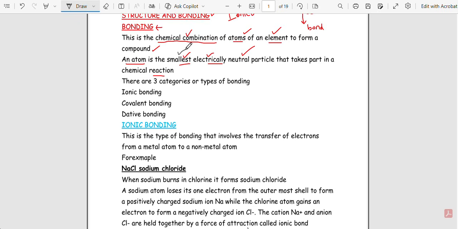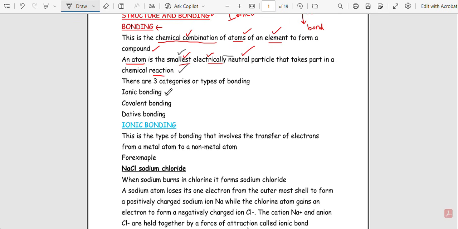So I can proceed up where we were. So that is by the definition here. It is the smallest. You have known how it is the smallest. It is the basic foundation of an element. Electrically neutral. Why? It has an equal number of protons and neutrons, which cancel out, having a resultant of 0. That takes part in a chemical reaction. Understood.